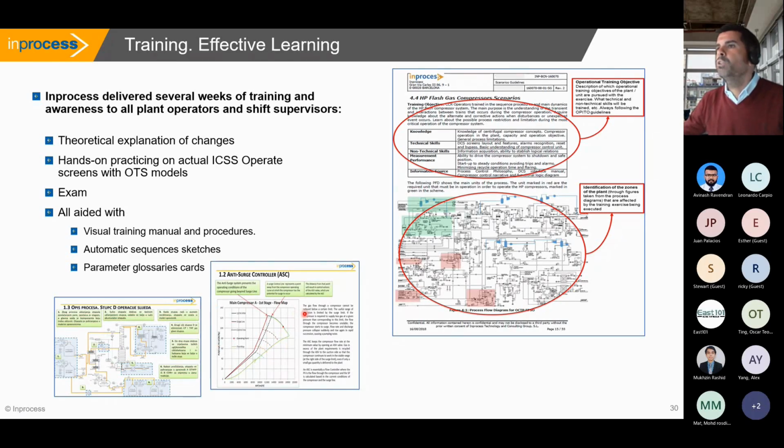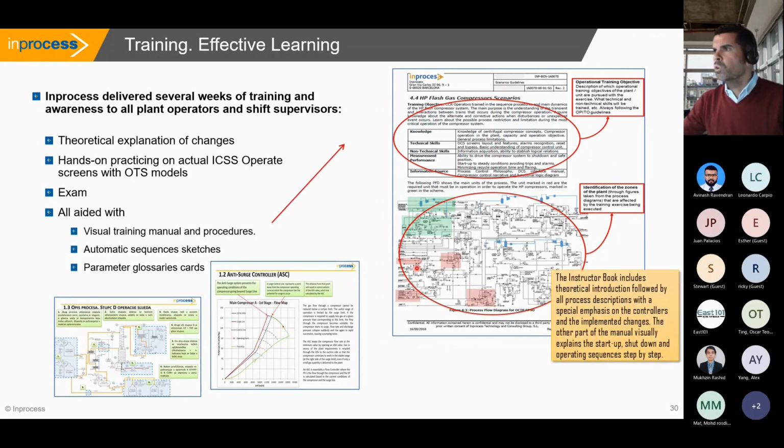And written in specific training material and training manuals to support your future instructor in providing not only training sessions, but also having the training material to succeed in this specific task of training operators, right? So all these instructor books include a theoretical introduction and process description about the specific process that we have been engaged with from the very beginning with your project team, right?